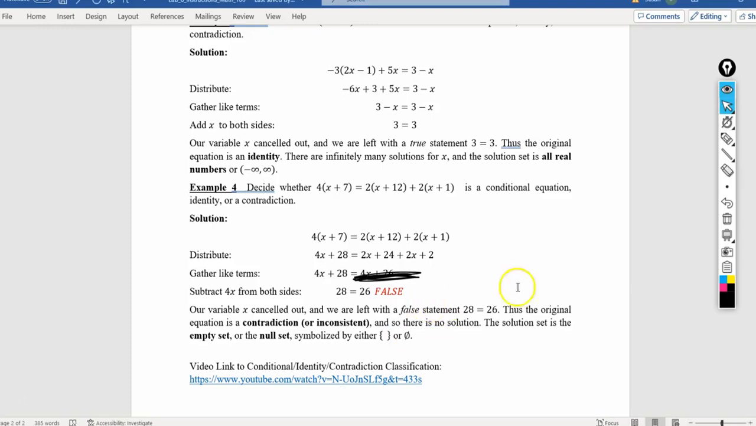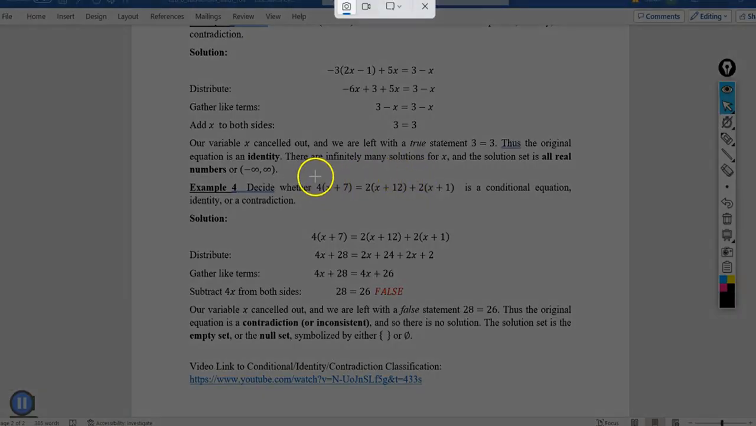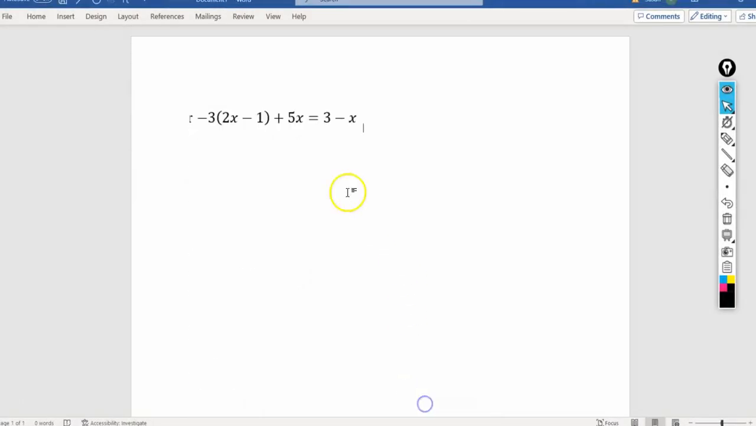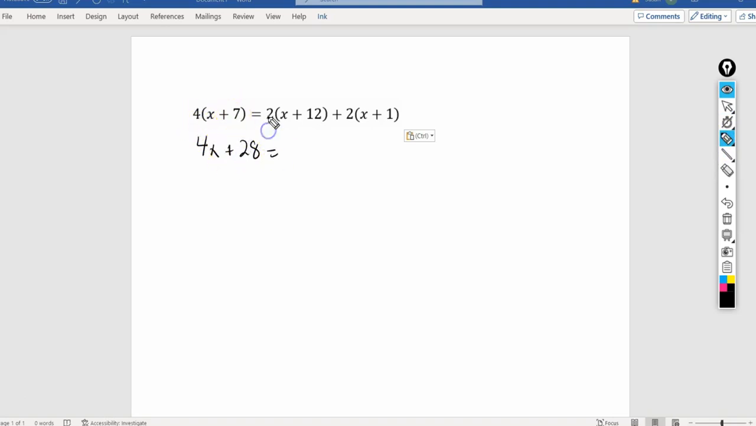Okay, and then finally the last type. Let's look at this example, and let's solve this one. I'm going to distribute the 4 through. I get 4 times x and 4 times 7. Then I'm going to distribute the 2 through, 2 times x plus 2 times 12. Then plus 2 times x plus 2 times 1.